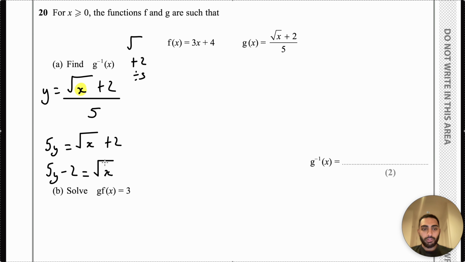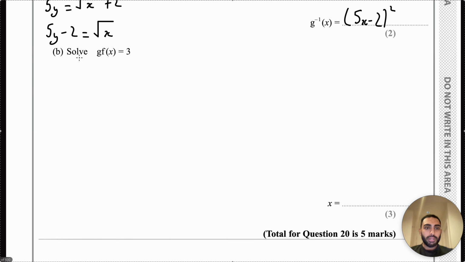We need to get rid of this square root now, so we're going to square everything on both sides. So 5y minus 2 in brackets squared is equal to x. The last thing that I do, because I've got x the subject, I'm going to swap these letters around. So instead of writing y, I'm going to write x, and I'll just write it as my final answer. So it's bracket 5x minus 2, close bracket, squared. That's that done. Part B, solve g of f of x is equal to 3.